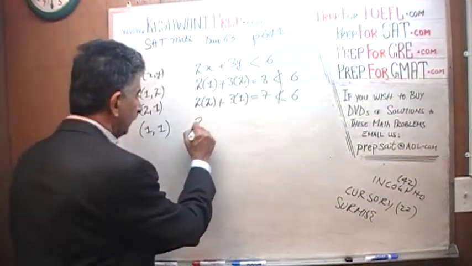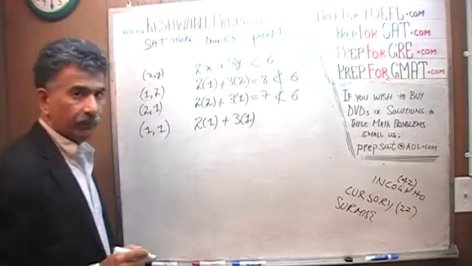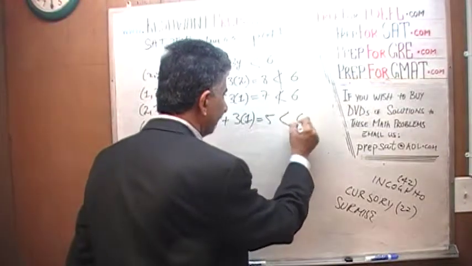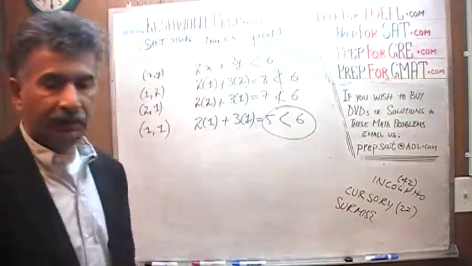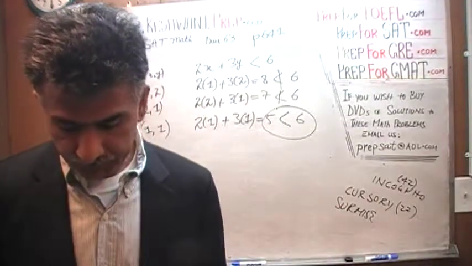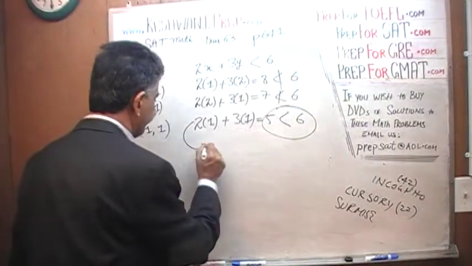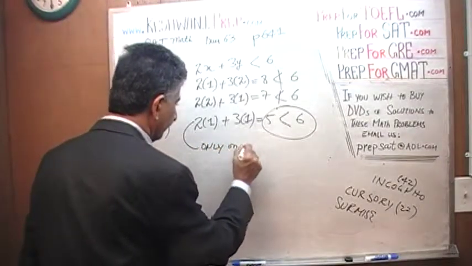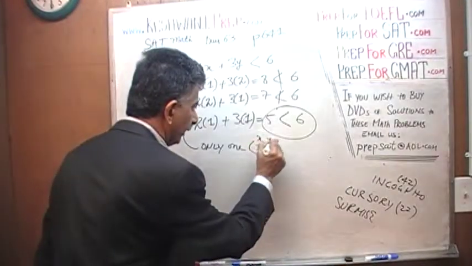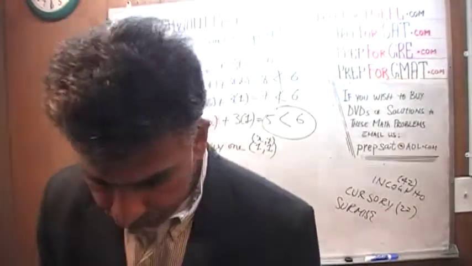As we can see here, 2 times 1 plus 3 times 1 is 5, and 5 is indeed less than 6. The question was, for how many ordered pairs is this statement true? The answer is only 1. Only 1. And that ordered pair is 1, 1. x has to be 1 and y has to be 1. That's it. We are done with this page.